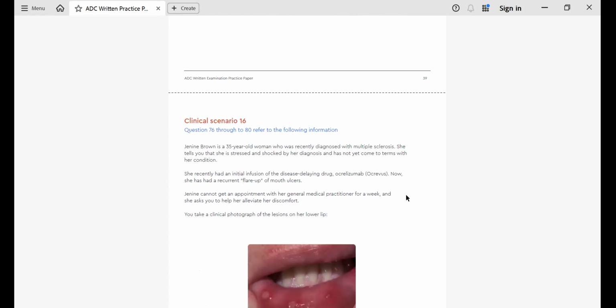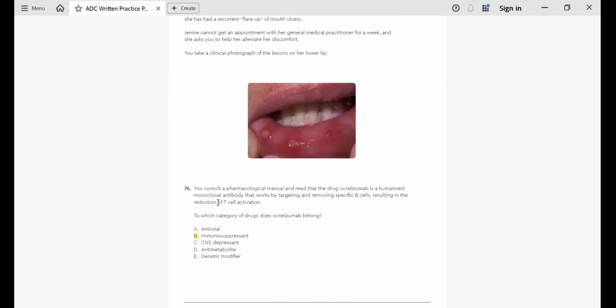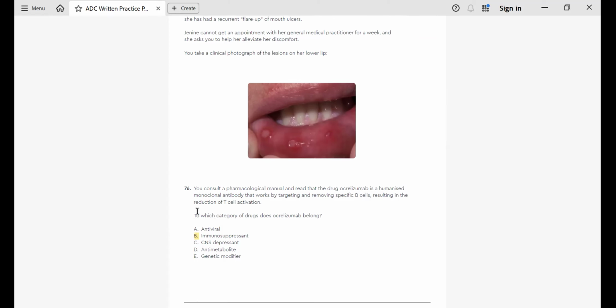All right. Jenny Brown, 35-year-old, multiple sclerosis, initial infusion of the disease delaying drug ocrelizumab, flare up of mouth ulcer. I think the exact same question is there in the portal. Category of drug that ocrelizumab belongs to: an immunosuppressant. And again, you see, ADC is not really stupid. They know you are not supposed to know what ocrelizumab means. You are not supposed to know, all right? But they have already told you what it is.